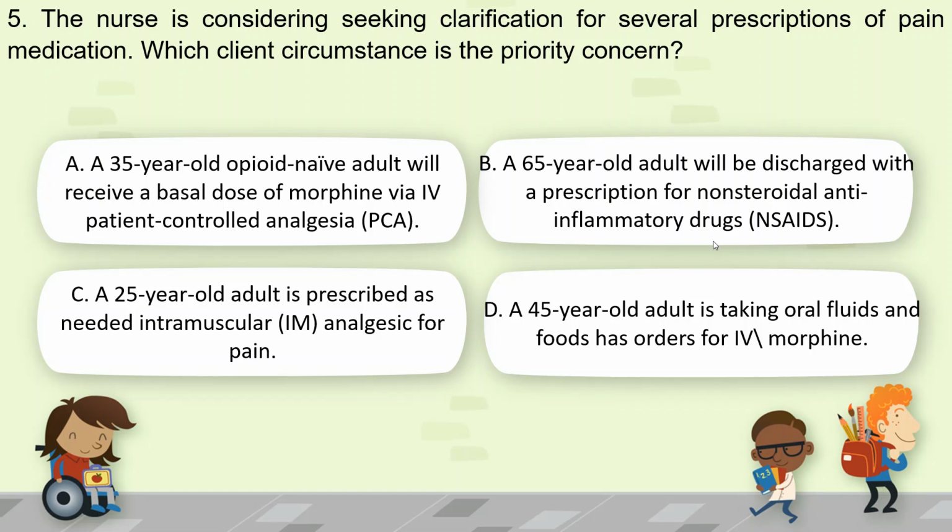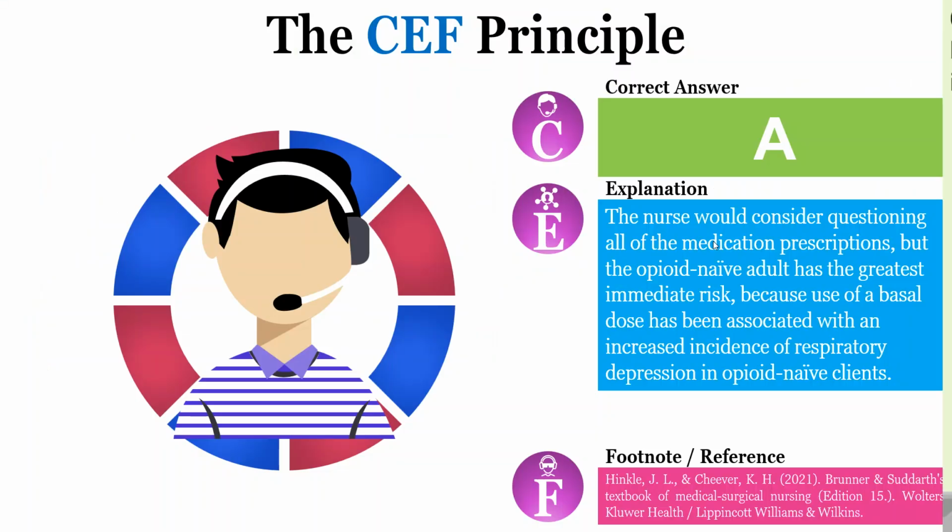So if a client is stable and tolerating oral fluids, oral medications are preferred because the efficacy of the oral route is equal to the IV route. So number five, the best answer is letter A.